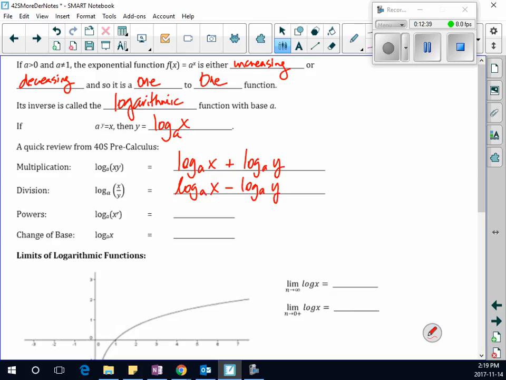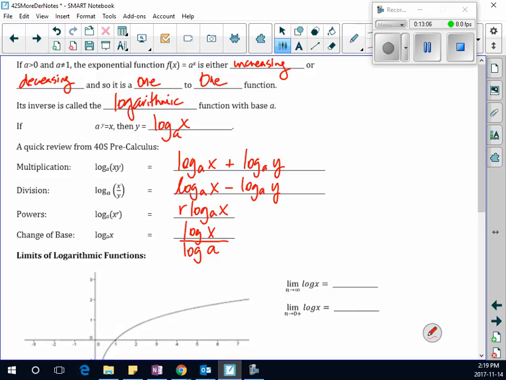And what about the power rule? Put the r in front. See, you guys all know this without looking at a thing, right? What about the change of base? What's log of x base a equal to? Log of something over log of something. Log of x divided by log of a. You didn't use that one too much, but.